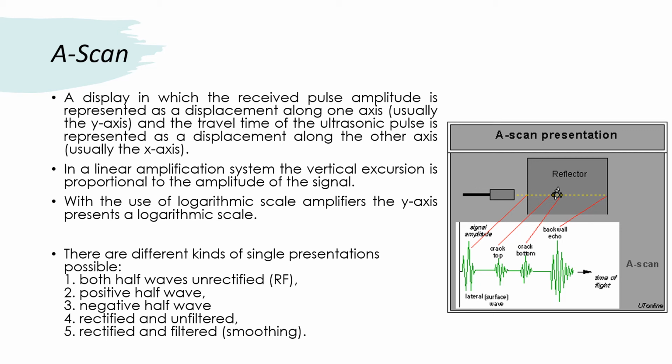There are different kinds of signal representation possible. Number one is the radio frequency signal, then the half wave rectified, positive half wave, negative half wave, rectified and unfiltered, and rectified and filtered, which is smoothing. So here is the picture of the A scan presentation. Here is the defect reflector. This shows the pulse amplitude, and this is the travel time. This is the A scan.